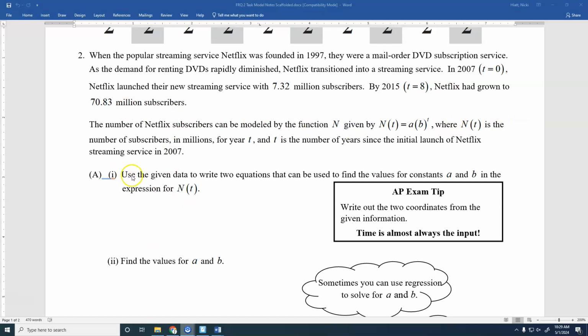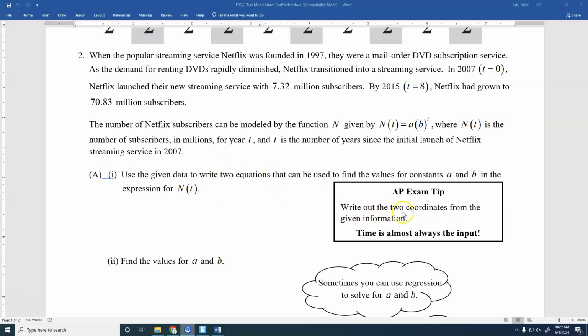Use the given data to write two equations that can be used to find the values of constants A and B in the expression for N of T. So we've done a few of these that I put in our test prep stuff, and some of my test questions looked like this on your FRQs. So there's a tip right here.